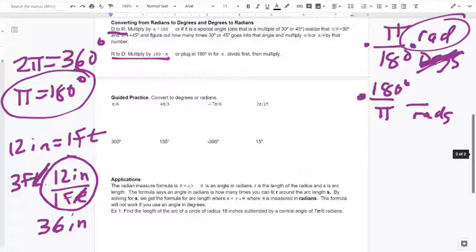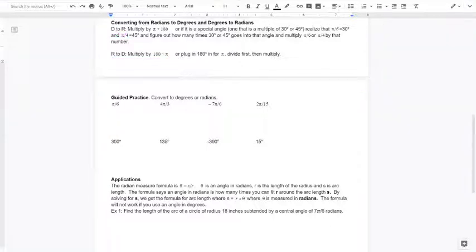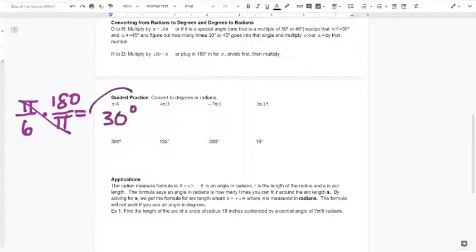So let's try these examples. I'm going to do the first two, and then I encourage you to pause and try the other ones. So pi over 6 radians, I'm going to convert it to degrees by multiplying by 180 over pi. When I simplify, that becomes 180 over 6, which is 30. So this right here is 30 degrees.